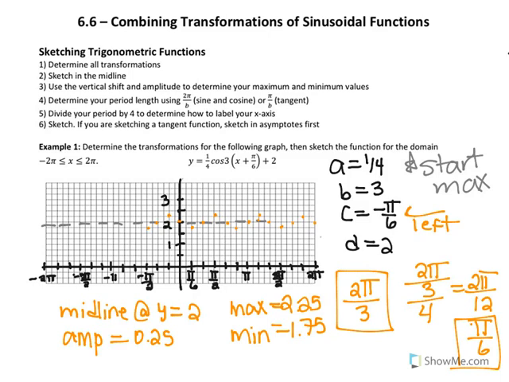And then we're going to keep going on the other side too, so we have midline, 2 lines, minimum, 2 lines, midline, 2 lines, maximum, midline, minimum, midline, maximum, midline, minimum, midline. So it's going to look like that. So there's our graph. So you were able to graph it. Good job.